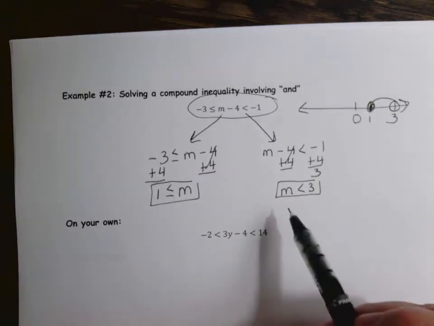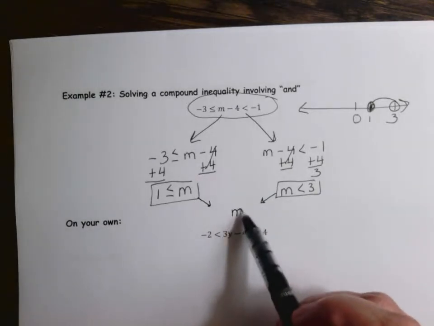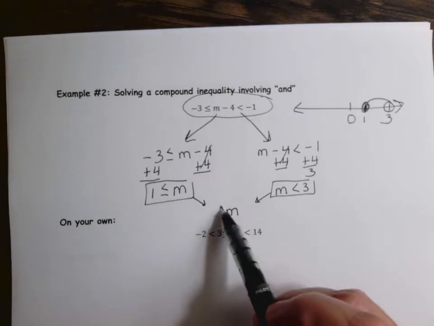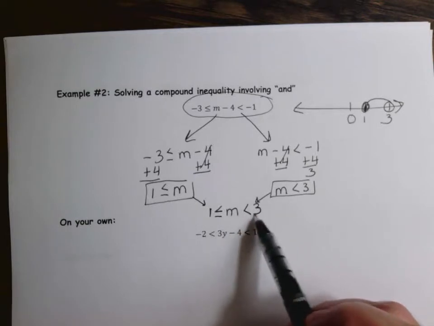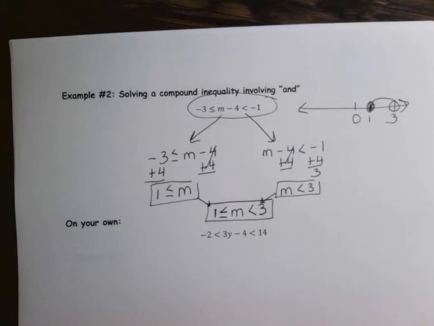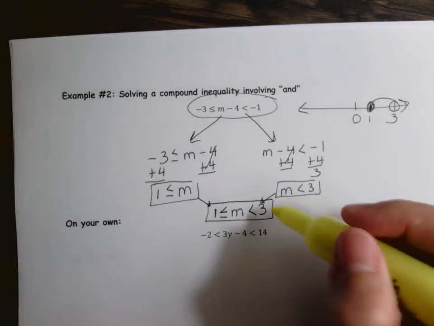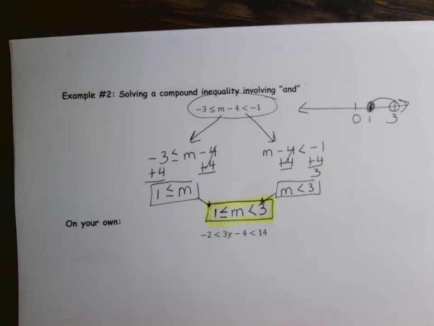But now what we need to do is bring these down and rewrite it. So what are we saying? M is greater than or equal to 1 and less than 3. And so this is going to be your final answer. And so this is the most organized way to do this. This is your final answer here. The most organized way to do this, as the math gets more complicated, is to literally break up the compound inequality, solve each side individually, and then stick it back together.